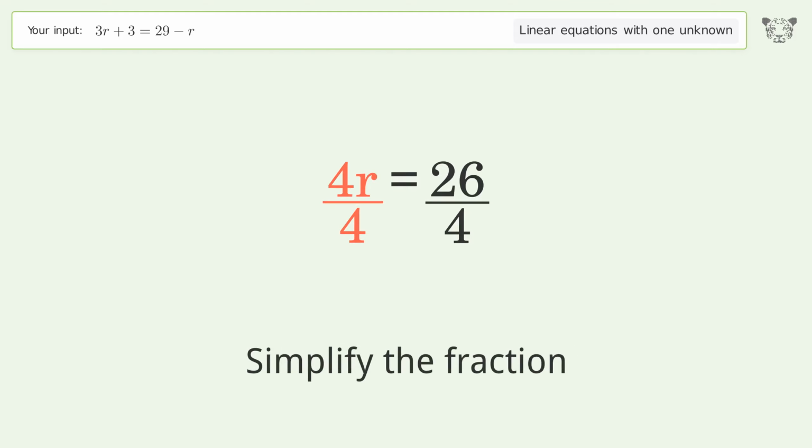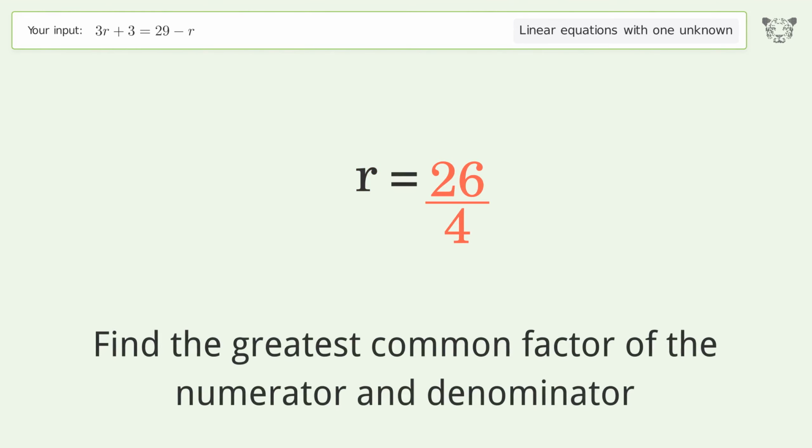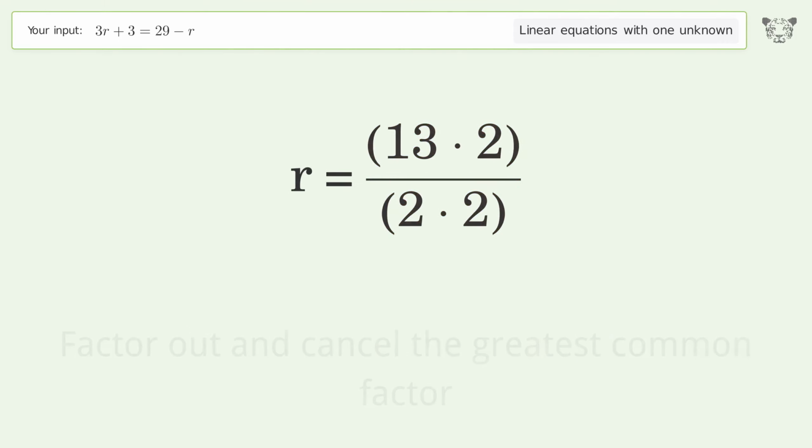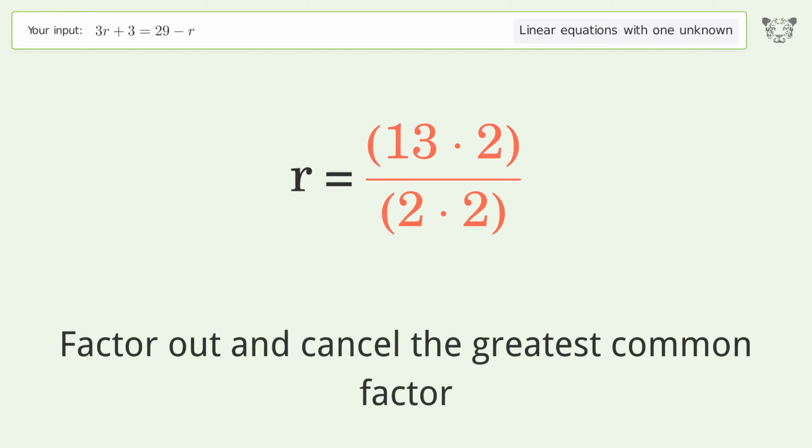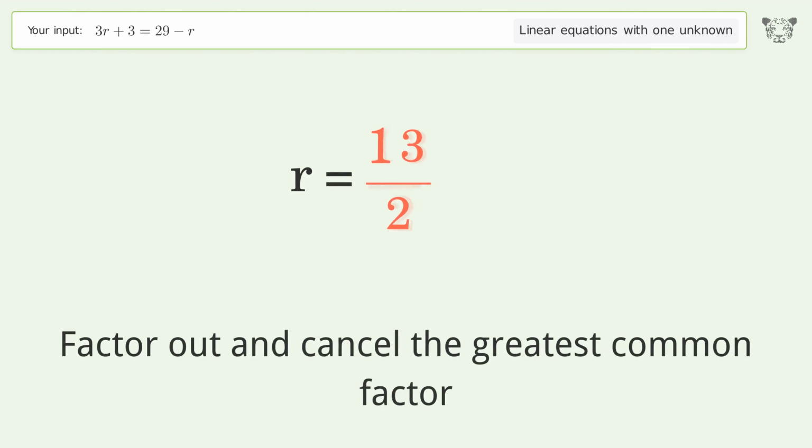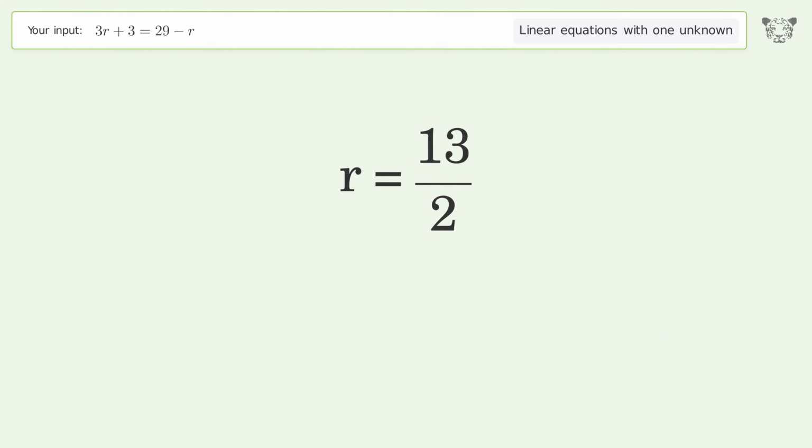Simplify the fraction. Find the greatest common factor of the numerator and denominator. Factor out and cancel the greatest common factor. And so the final result is r equals 13/2.